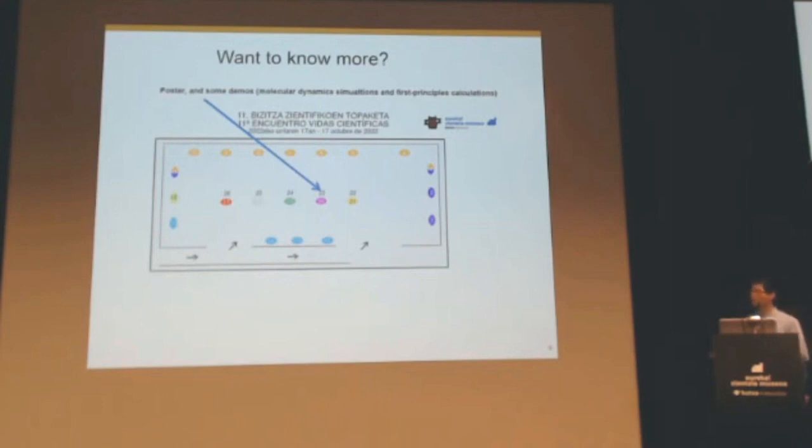Basically, you can come to feel how to be a computational material scientist, because we don't need a laboratory, we don't need instruments. If we have a computer, we can be a computational material scientist.